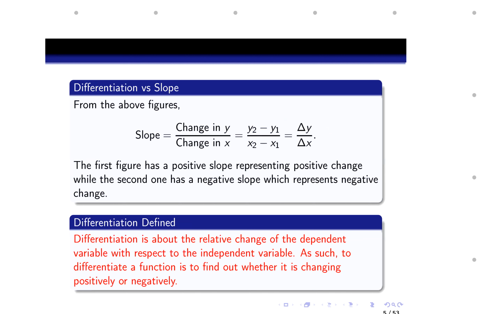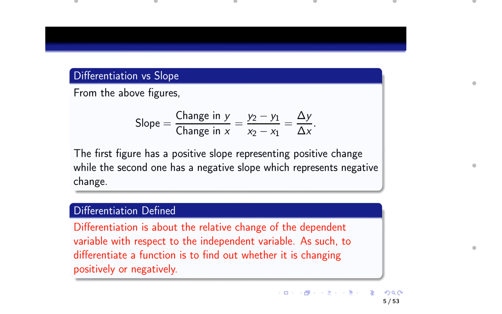All right. So how do we then define differentiation in terms of this slope? Now, you discover that differentiation is about the relative change of the dependent variable. The dependent variable is y, with respect to the independent variable x. So the change in y over change in x. That's the basic idea of differentiation. As such, to differentiate a function is to find out whether it is changing positively or negatively.